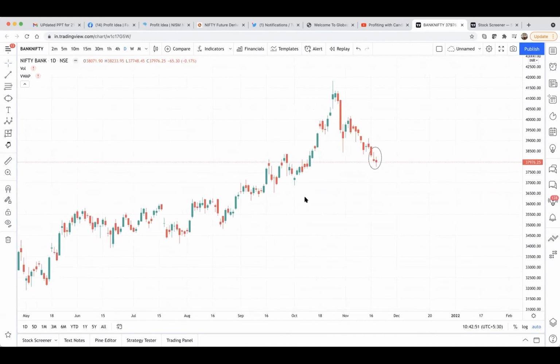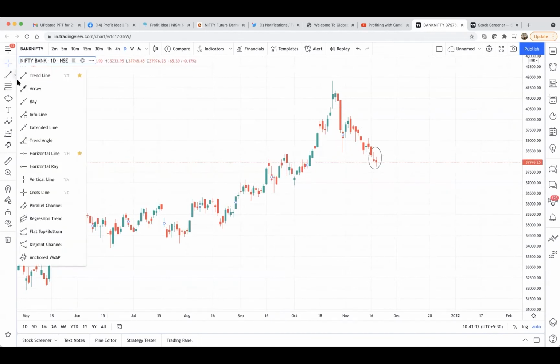Whenever you find such a pattern getting formed, always take the previous high. Can you see this high, along with this low? This range band is very, very important for me on a closing basis. So ideally, what I will do is go to the drawing tools, and on the second number you will see something called a parallel channel.